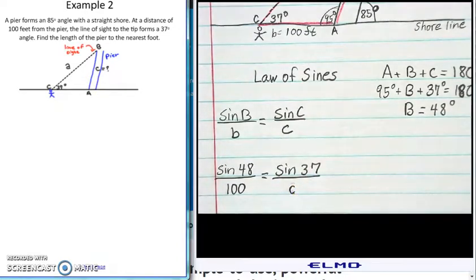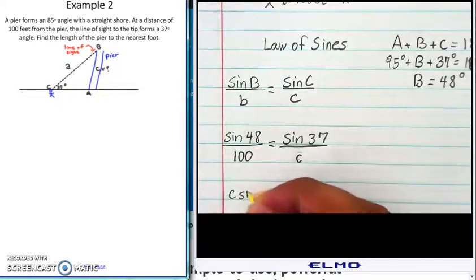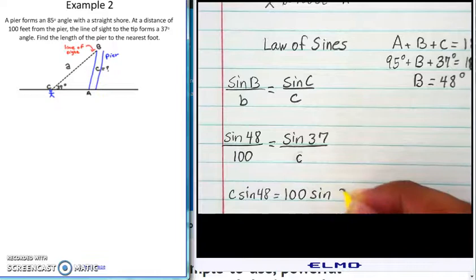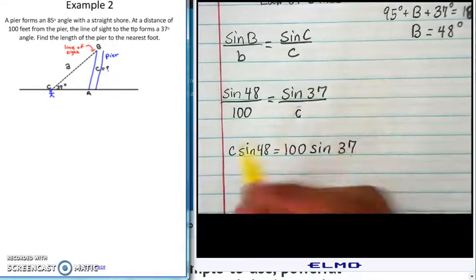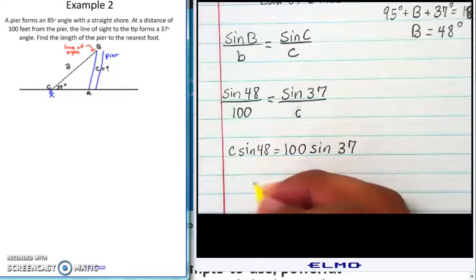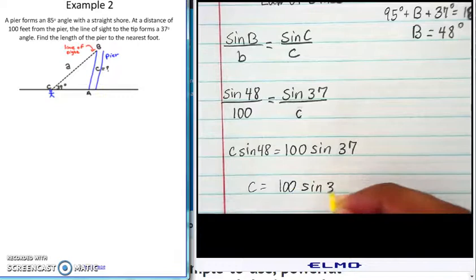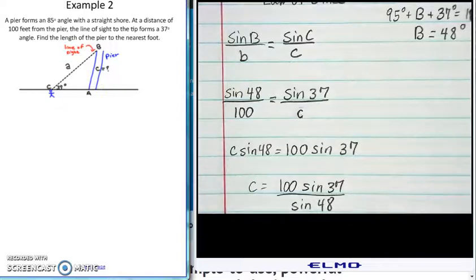All right, so we filled in the information again like we normally do. We're going to cross multiply like we normally do. As you notice, I'm not writing out the steps because I know you've done this a good number of times, so I'm not trying to do that over and over again. Then we're just going to divide by sine 48 here, and put that in the calculator and get an answer.